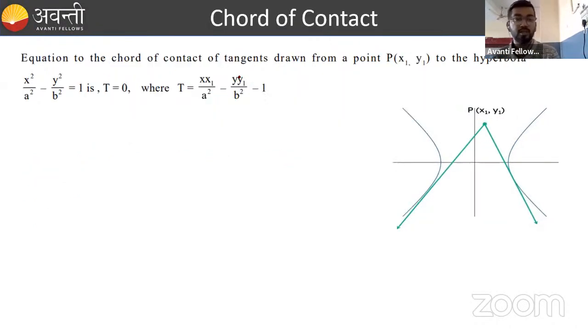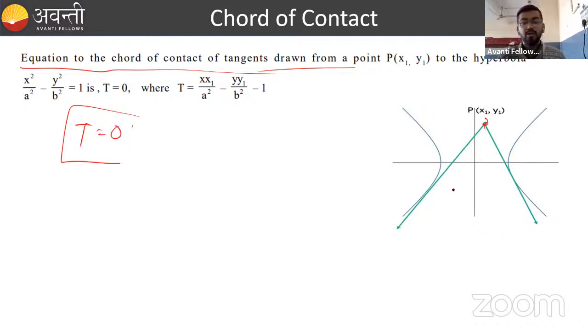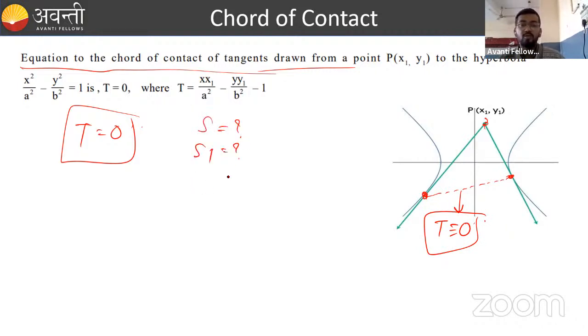Let's remember the equation of the chord of contact of the tangents drawn from the point. The equation of the chord of contact is given by t equals 0, right? So the chord of contact is this line, the points of tangency are here, so the equation of this line is given by t equals 0. So we are supposed to remember what s is, what s1 is, what t is, so we can understand all the formulas.